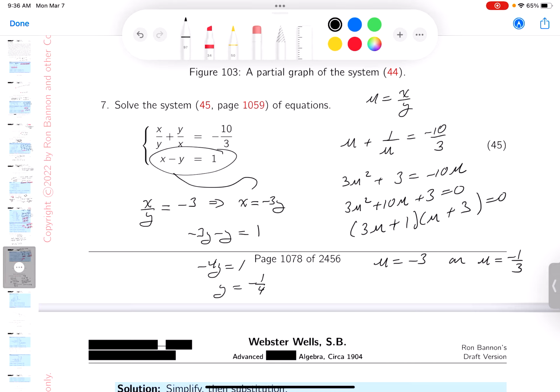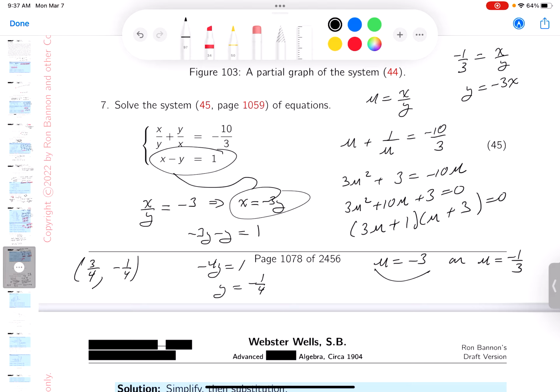So if I use this solution over here, what do you get? You get minus 1 quarter for the y. And what would you get for the x? You would get, and again, I'm using this equation over here, 3 quarters. All right, that's one solution. Let's do the other one. And that's going to be u as minus 1 third. So minus 1 third is equal to x over y, which means, let's take a look, that y is equal to minus 3x.